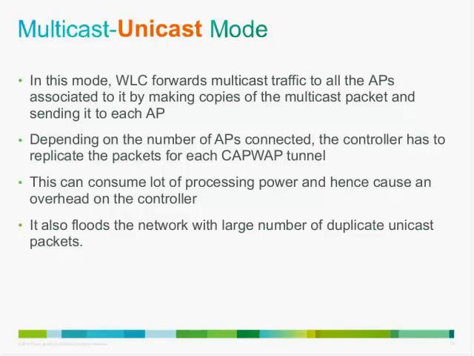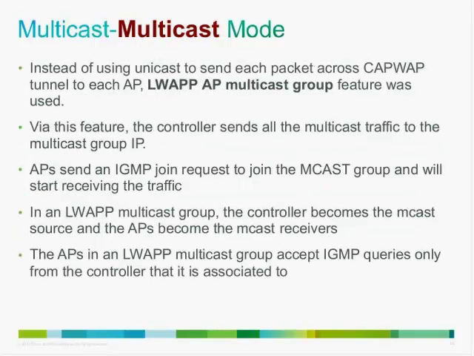In order to overcome the disadvantages of multicast-unicast mode and also to optimize the multicast performance on wireless, we then came up with a multicast-multicast mode. In this mode, instead of using unicast to send each packet across the CAPWAP tunnel to each access point, an LWAPP AP multicast group IP is used. This is just a multicast IP that is configured on the controller. The controller will send all the multicast traffic directly to this multicast group IP.